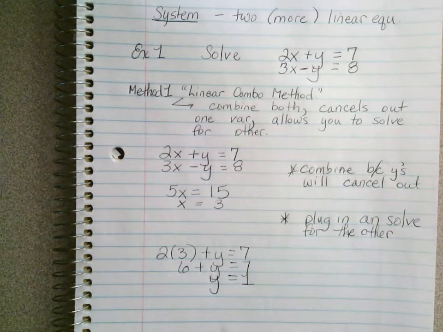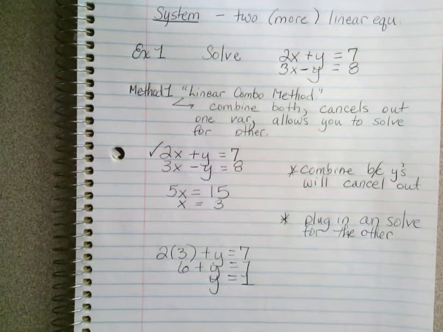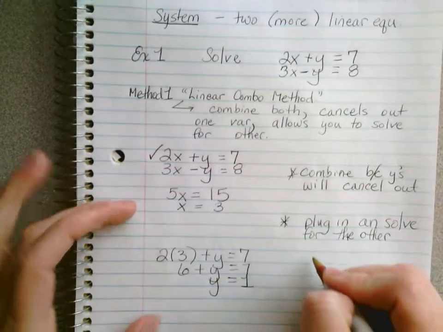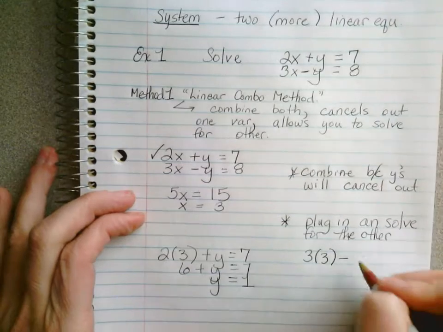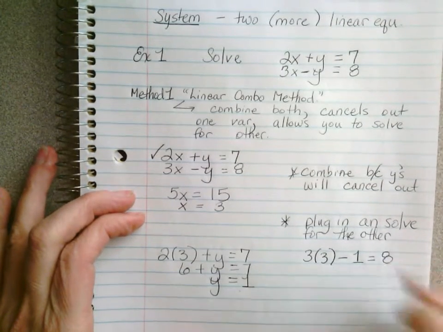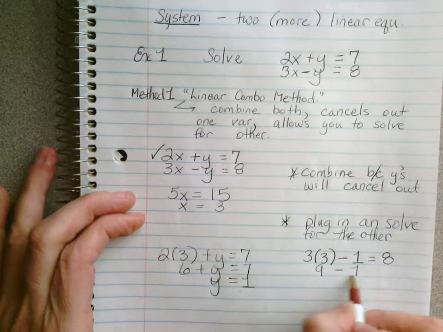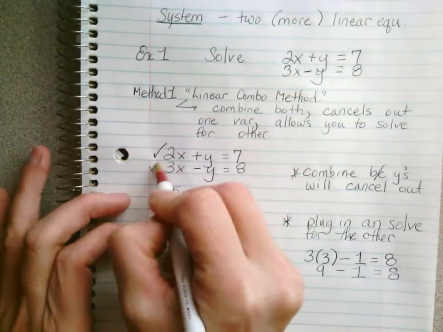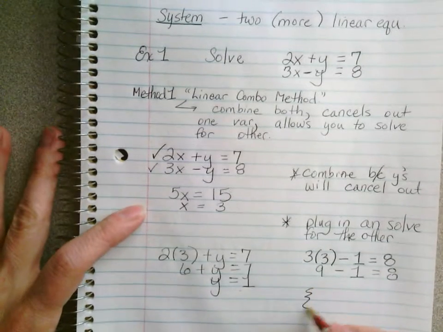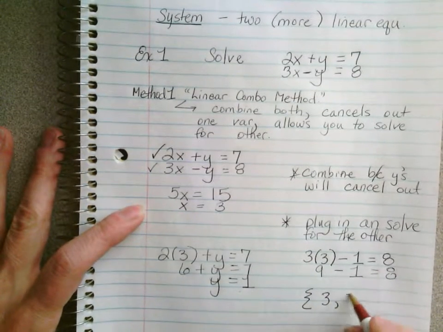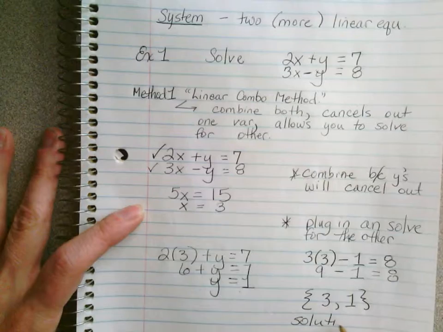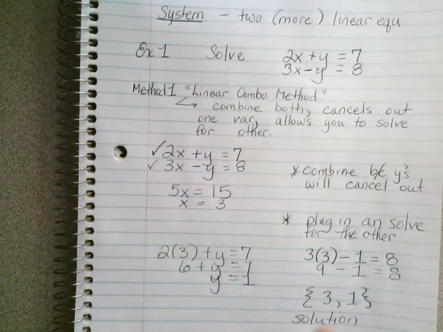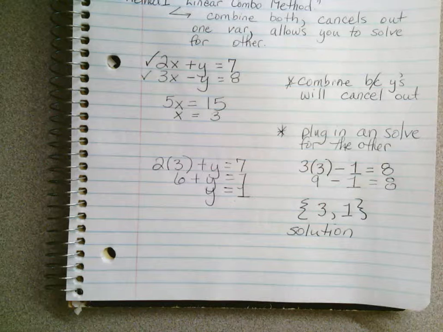To be sure, we've already used this one, let's test it in the other one. 3 times the 3 that we came up with for x minus a positive 1. Does that also equal? Does that work? Yes. So we have our solution set. X has to equal 3, y has to equal 1 in order to solve both systems. That is the linear combination method in a nutshell.